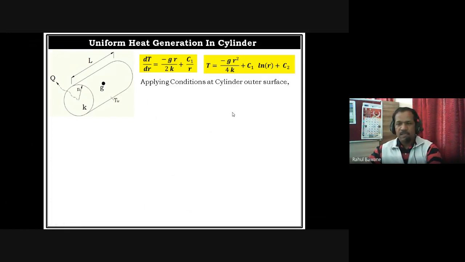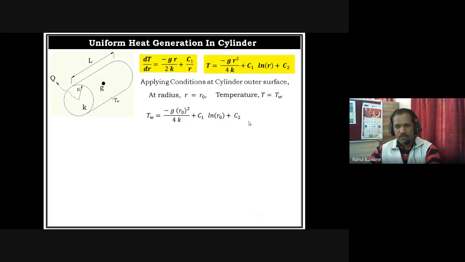Now applying the second condition, the condition at the outer surface. So what is the outer surface condition? When the radius becomes rho, so r equals rho, the temperature becomes T wall. We will apply this condition to our temperature profile equation. So temperature T wall is equal to minus g r square, where r is replaced by rho, so rho square upon 2k, plus c1 into ln of rho plus c2.